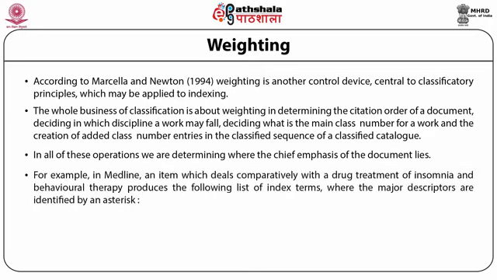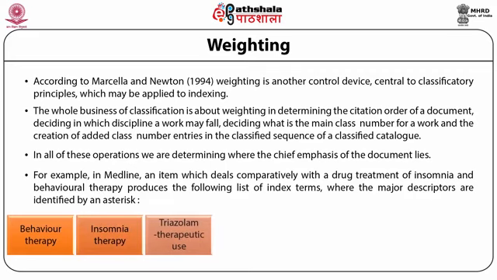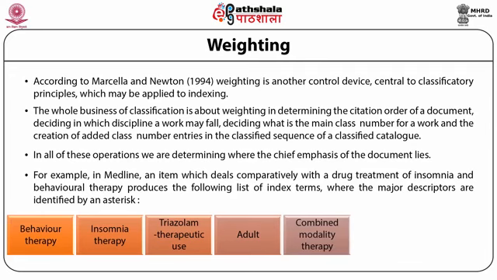For example, in medicine, an item which deals comparatively with a drug treatment of insomnia and behavioral therapy produces the following list of index terms, where the major descriptors are identified by an asterisk. Behavioral therapy, insomnia therapy, tizomam therapeutic use, adult, combined modality therapy, placebos, treatment outcome.